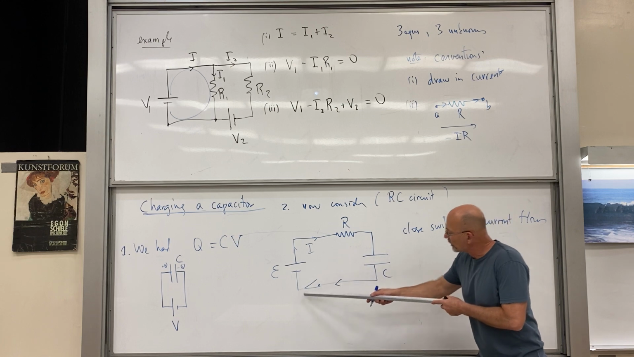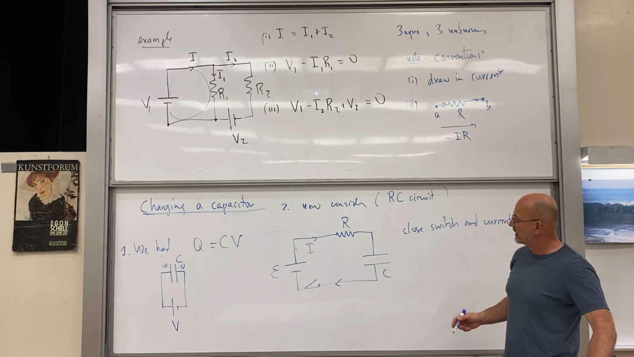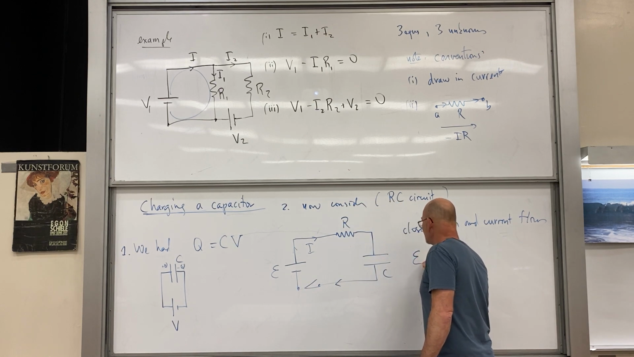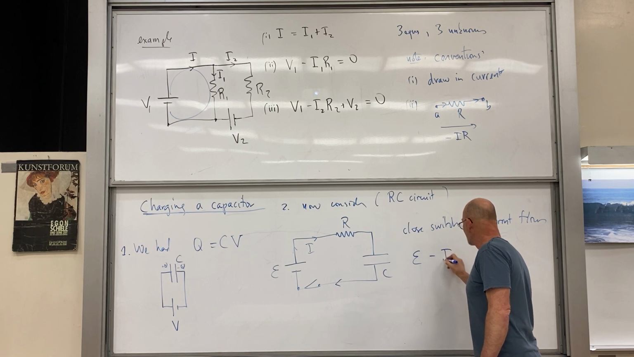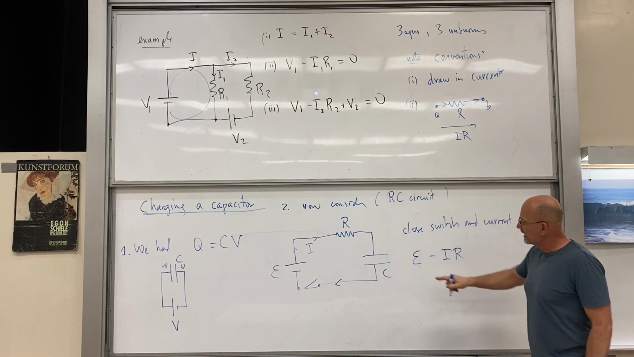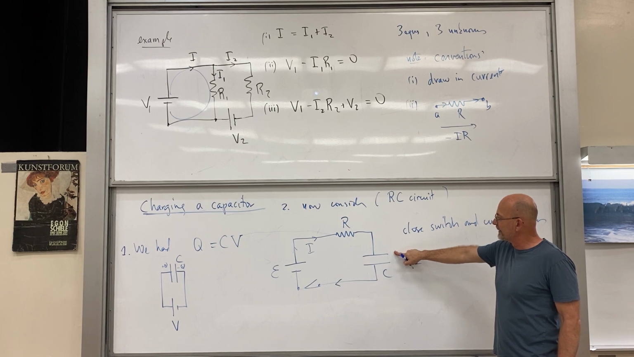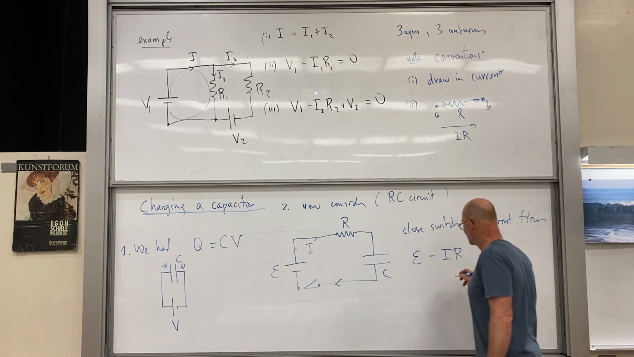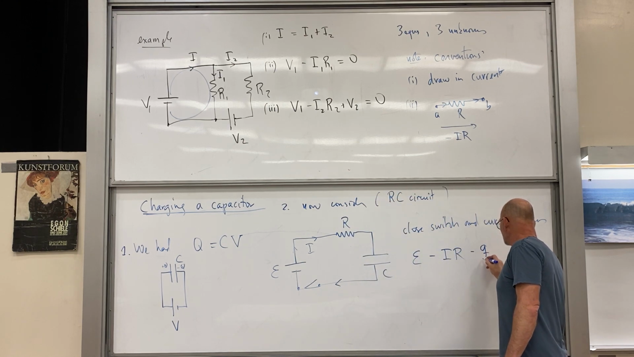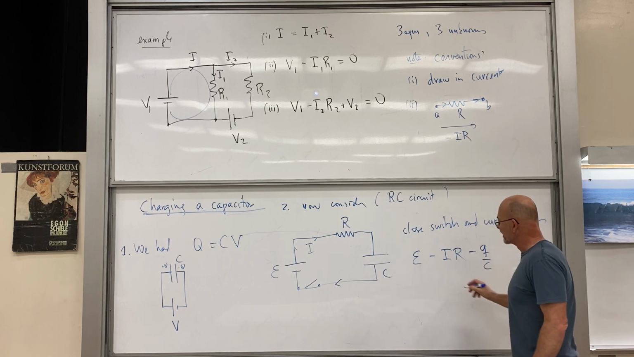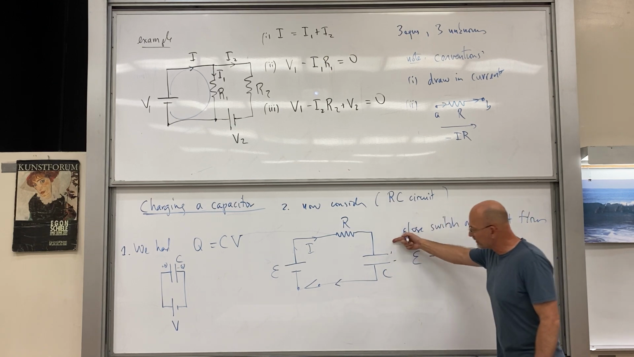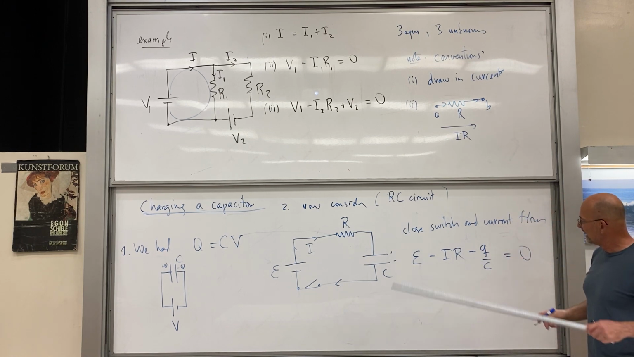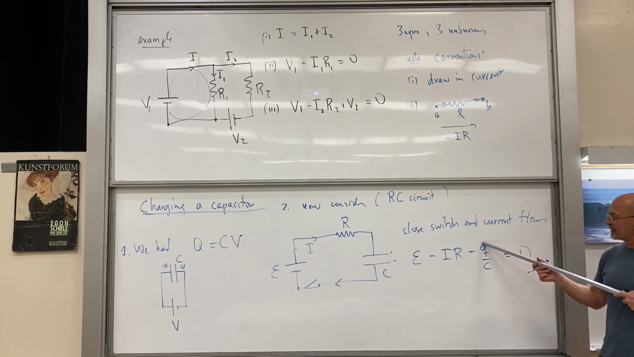So we're going to use Kirchhoff's loop rule, and starting here at the left corner, we have E minus IR. What about here? Well, here we have Q divided by C. So minus Q divided by C, because remember, we're going from plus to minus, here to lower, so we have minus Q over C is equal to 0. And this Q is something that's changing in time.